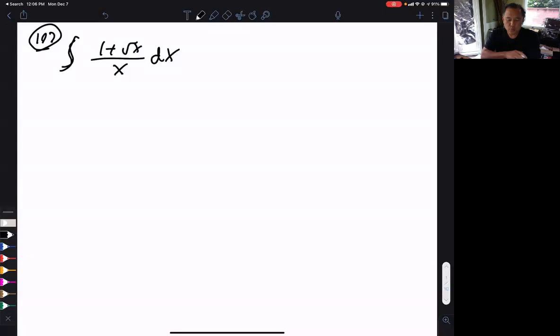This is chapter 5, section 1, number 107. So we don't have any rules for antiderivatives with fractions. And how do we do this? The derivative of what equals that? This is where your algebra skills come in. This can be rewritten like this.